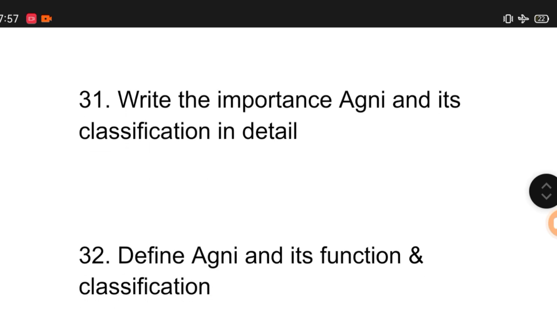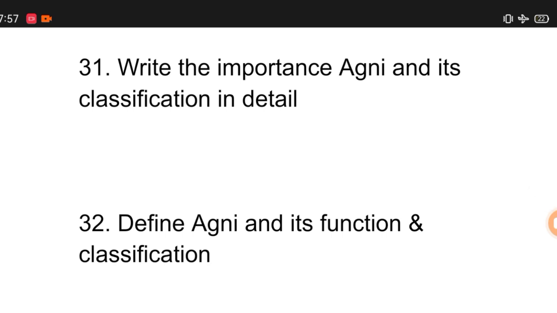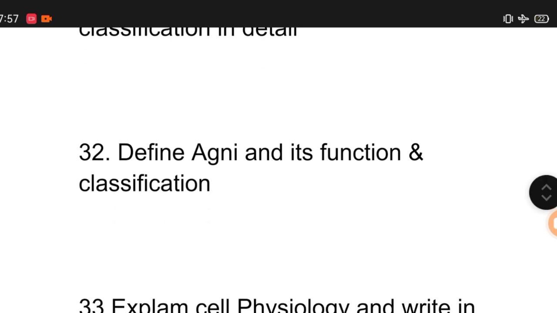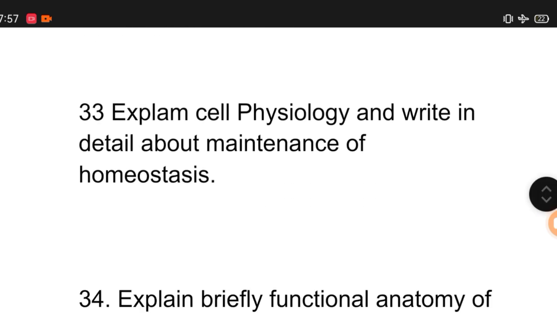Next, write the importance of Agni and its classification. Write the definition of Agni and the types of Agni. There are different types of Agnis you have to write. Then the Swarupa of Agni, this shloka you have to write: Ayu Varna Balam Swastha. And here is the same question: define Agni and its function and classification.